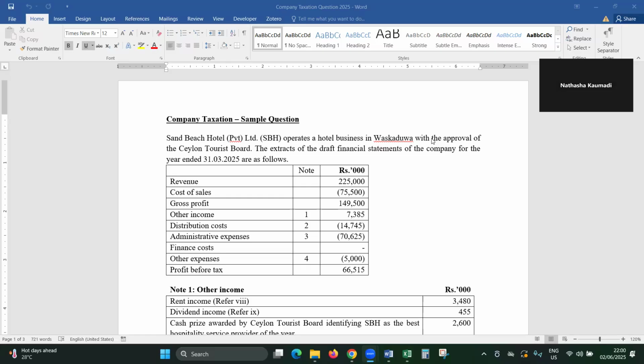Hi everyone. So in this lecture recording, I'll be discussing how to develop an answer for a company taxation question. Last week in the physical lecture, we discussed how to write the answer, how to develop the tax computation of individual taxation. And in this recording, I'll be discussing a company taxation question.